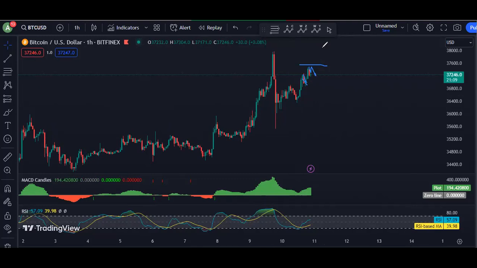But at this point, as long as the price is below 38, for me, any opportunity for a buy, I consider as short term. Anyway, we just follow the chart. If I see any update, I will share.